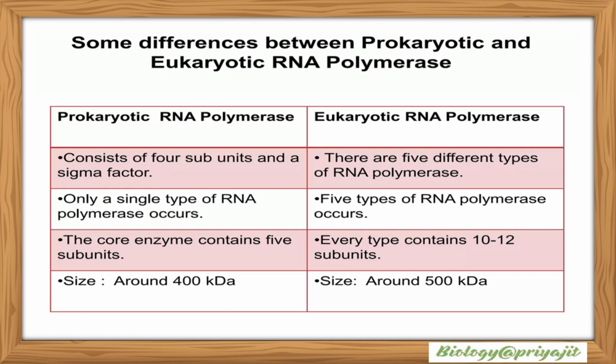In case of prokaryotes, the RNA polymerase consists of 4 subunits and a sigma factor. But in case of eukaryotic RNA polymerase, there are 5 different types of RNA polymerase. In case of prokaryotes, only a single type of RNA polymerase is needed. In eukaryotes, there are 5 different types of RNA polymerase. The core enzyme in prokaryotes contains 5 subunits. Every type contains 10 to 12 subunits in eukaryotes. In prokaryotes, the molecular weight is around 400 kilodalton, but in eukaryotes, the molecular weight of RNA polymerase is about 500 kilodalton.